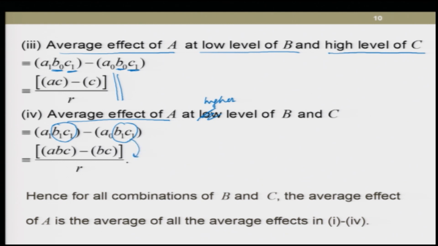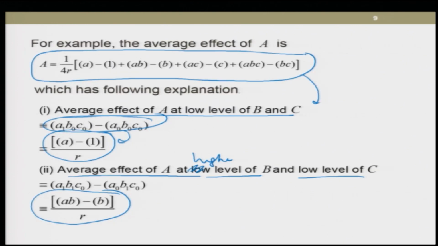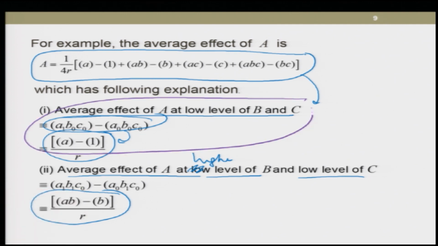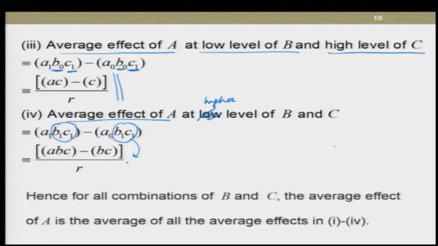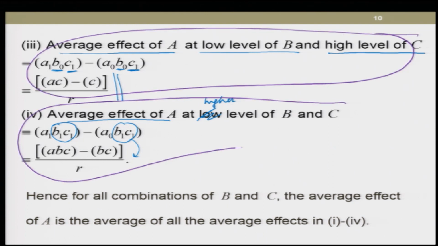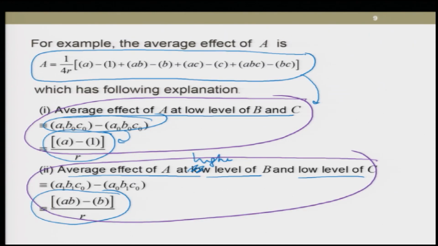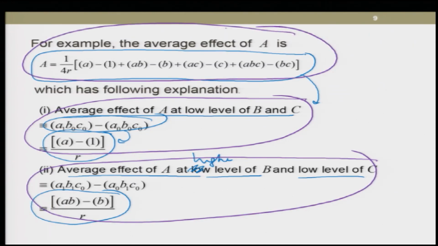So, now you can see here that the average effect of A is being measured by 4 quantities. What are those 4 quantities? First quantity, second quantity, third quantity, and here fourth quantity. And now I am trying to find out the average of all those 4 quantities in first, second, third and fourth aspect, and this will give us the value of the main effect of A.